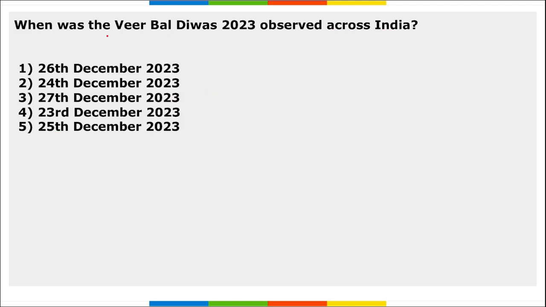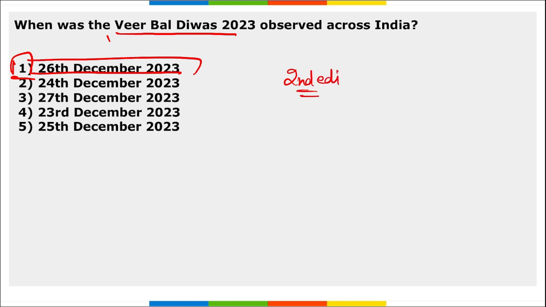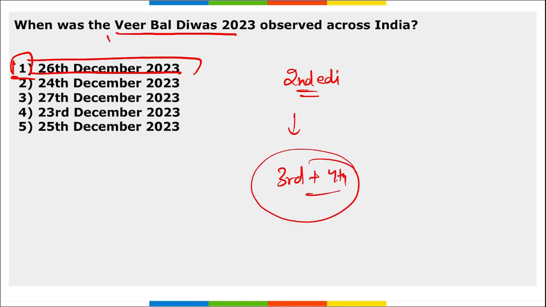Moving on, when was the Veer Bal Divas observed across India? So on 26th of December, we observed Veer Bal Divas. And this year in 2023, it was the second edition of the Veer Bal Divas. This day is observed to pay honor to the sacrifice of the two sons of Guru Gobind Singh, that was the third and the fourth son of Guru Gobind Singh. They are Sahibzada Zorawar Singh and Sahibzada Fateh Singh respectively.